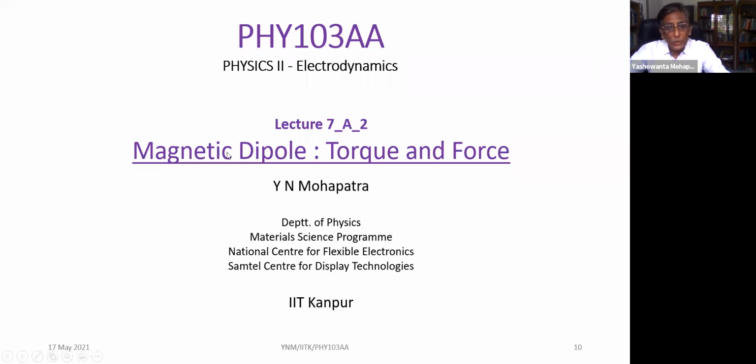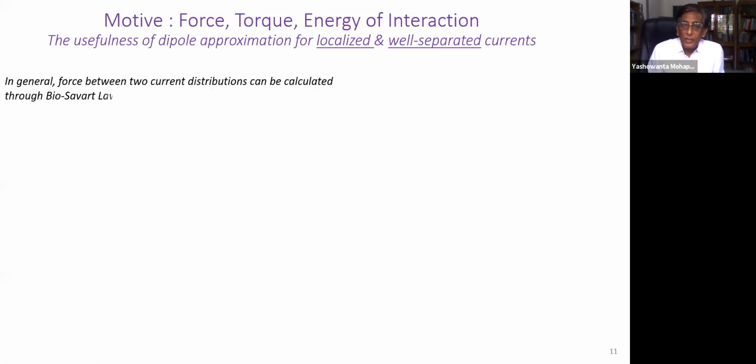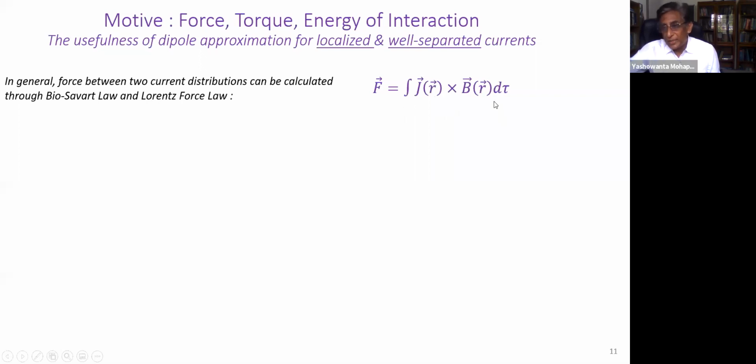So let's quickly go through the torque part and the force part, which you in some sense know. Why can't I take this off? Yeah, okay. So the motive is using the dipole approximation. In general, a force between two current distributions can be calculated through the Biot-Savart law and the Lorentz force law. That would look a little horribly complicated. We have to always do this. That is, of course, the fundamental Lorentz force. And where do I get B from?